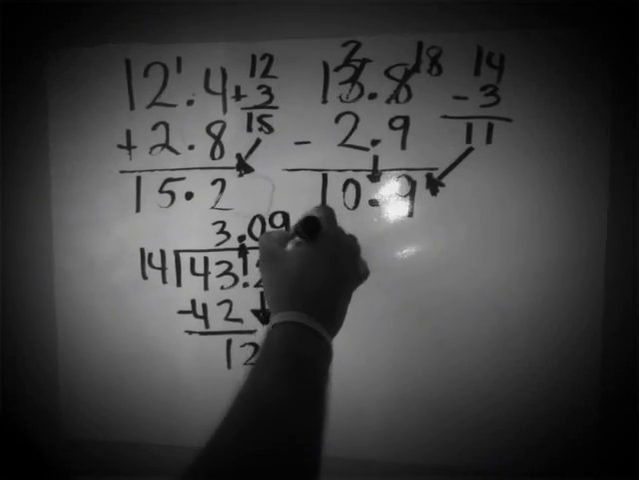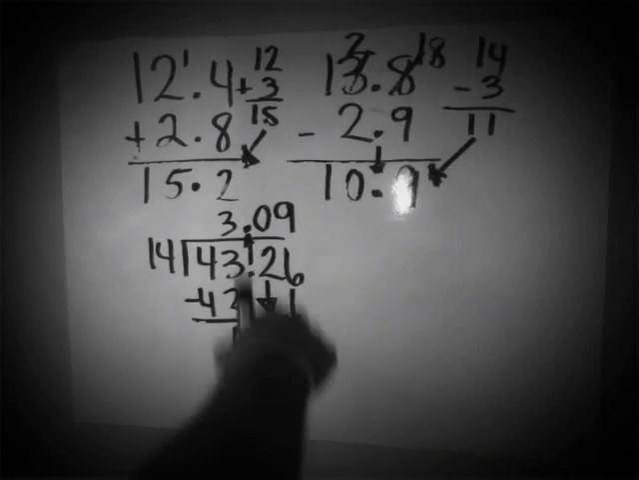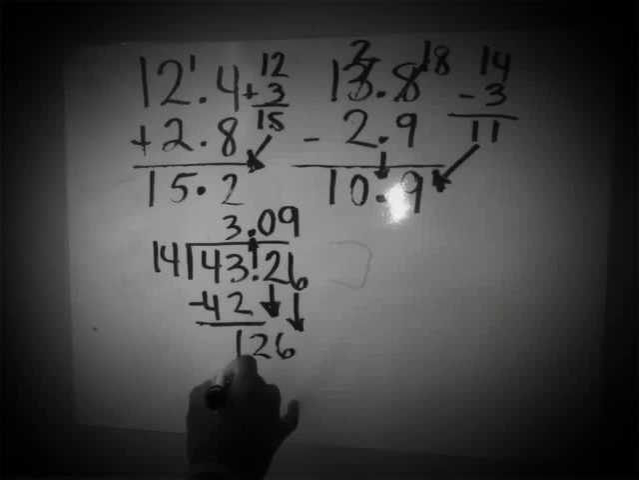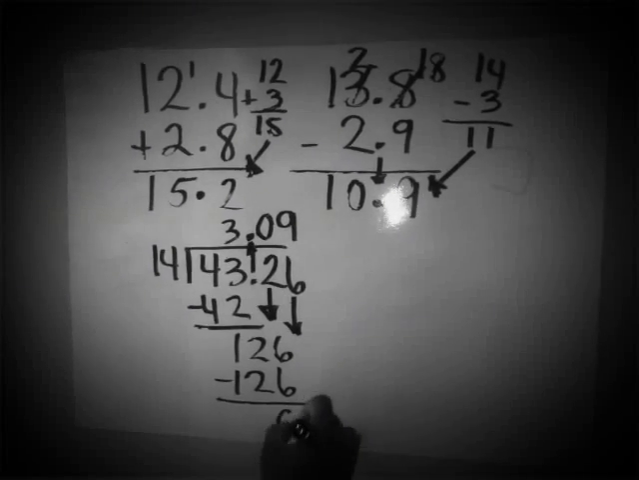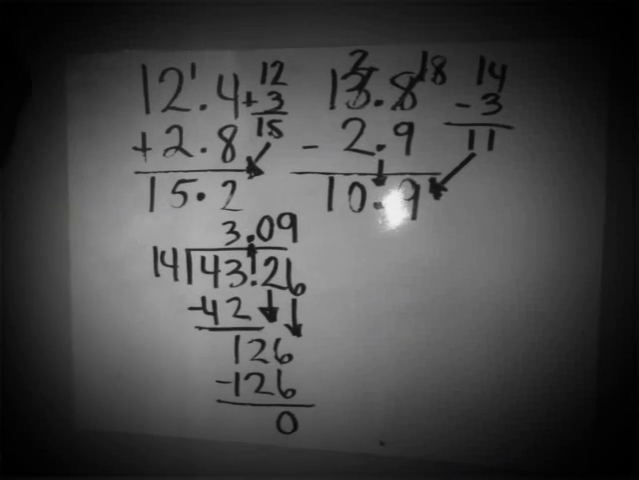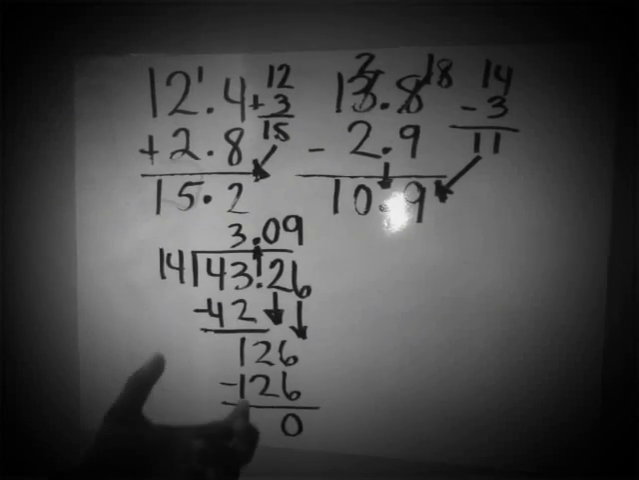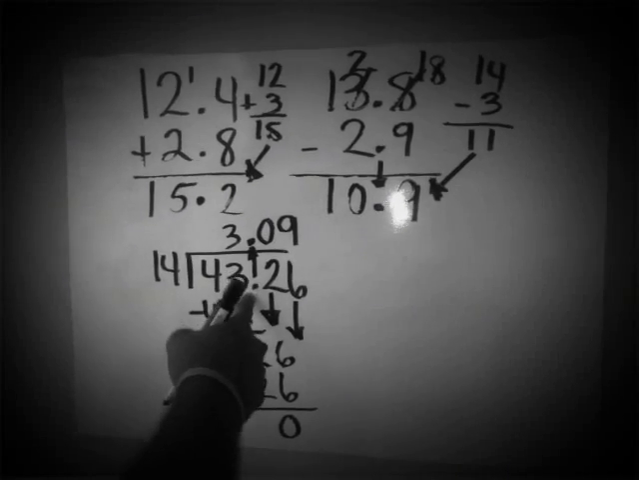You can just use the guess and check. I'm thinking 9 times what will give me a 6 in the ones place, 9 times 4, so that was my guess and check. You go ahead and subtract this because it is an outcome of 126, and you will get 0 as your final difference. Now, you cannot have a denominator or a remainder in dividing decimals. So this is dividing decimals by a whole number.